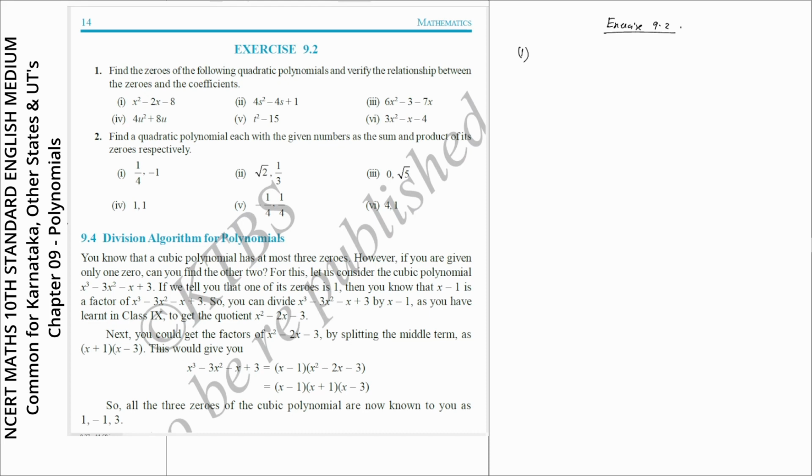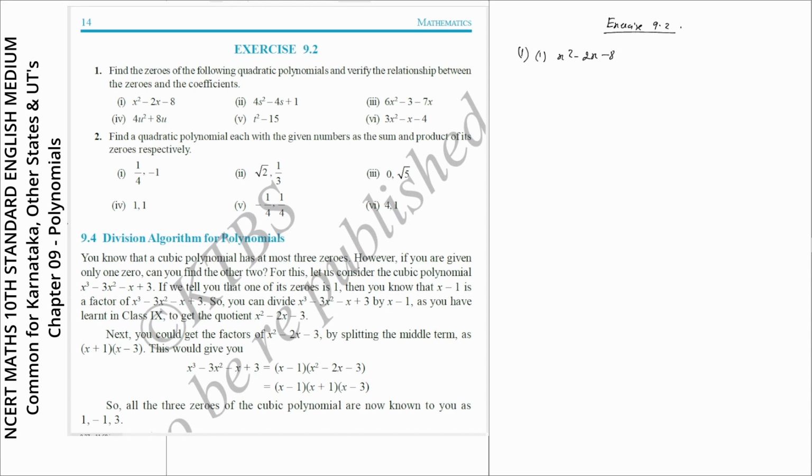Exercise 9.2, first question. Find the zeros of the following quadratic polynomials and verify the relation between the zeros and the coefficients. The first sub question is x square minus 2x minus 8.